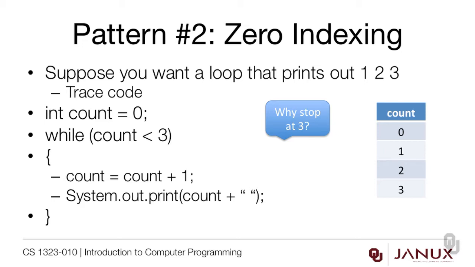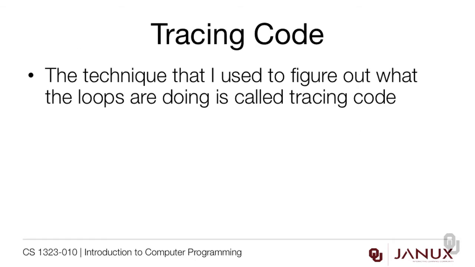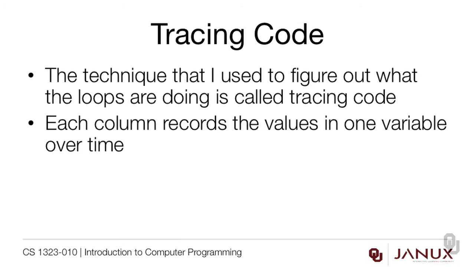So the reason I like 3 is you have an initial iteration, sort of a middle one, and then a last one. And that seems to show up most problems that are in loops. And so that's why you'll see me use 3s a lot when I'm working on examples. The technique that I use to figure out what the loops are doing is called tracing code. And this is another way that we visualize how programs work.